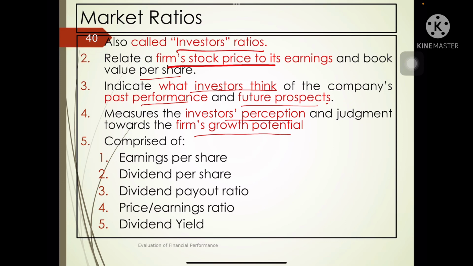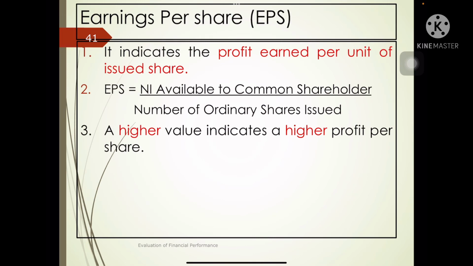So we have 5 categories here: earnings per share, dividend per share, dividend payout ratio, price earnings ratio, and dividend yield. Right, now we are going to have EPS. What is EPS? It indicates the profit earned for every issued share. The formula equals net income available to common shareholders divided by the number of ordinary shares issued. A higher value indicates higher profit per share.